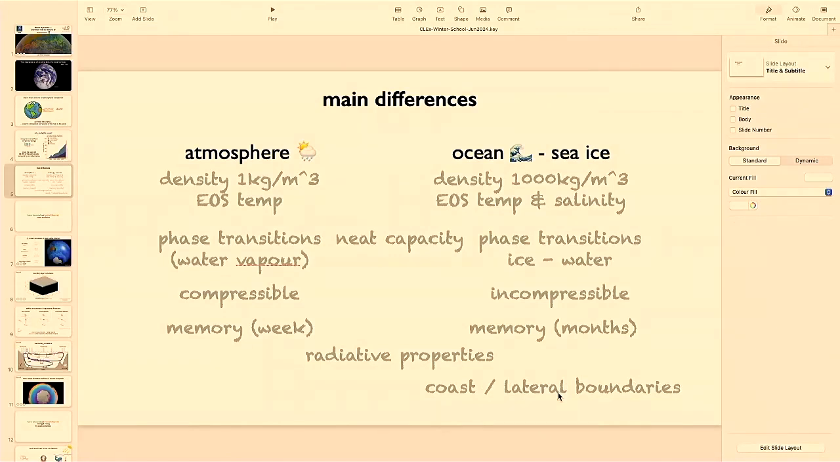But having lateral boundaries makes modeling much harder for the ocean. We cannot use spectral codes, for example. While in the atmosphere, everything goes around the globe. Very nice. Okay. Can anybody think of something else? These are quite a good list.